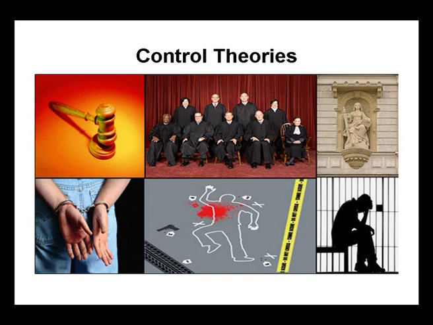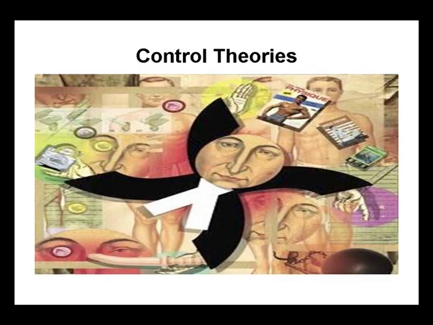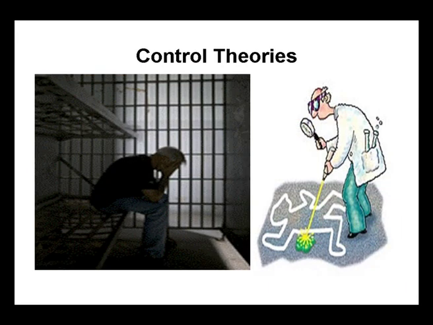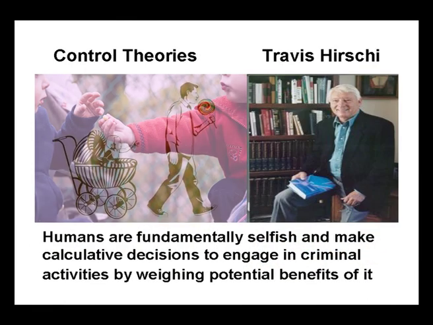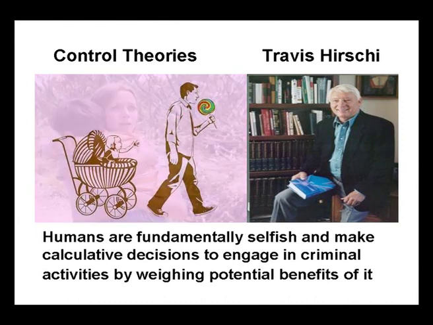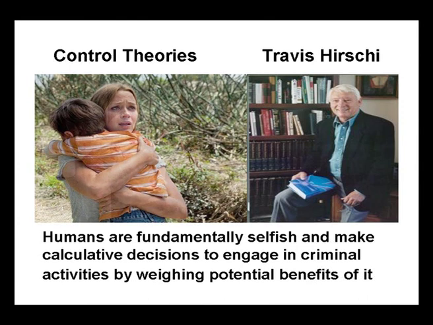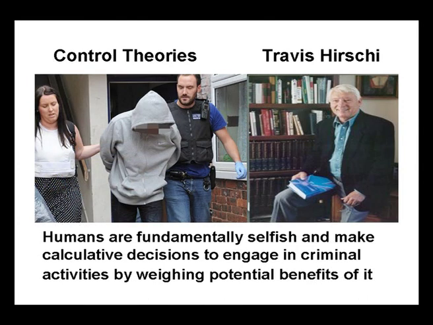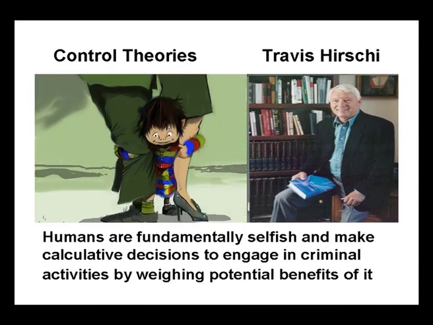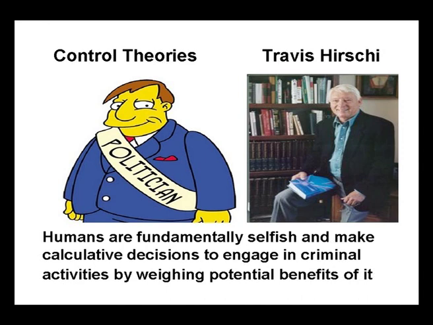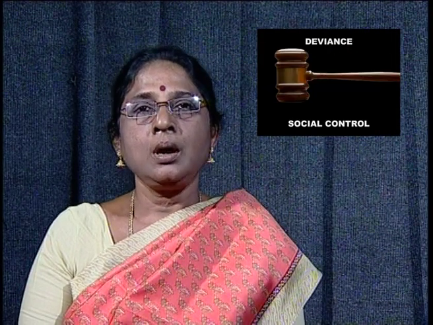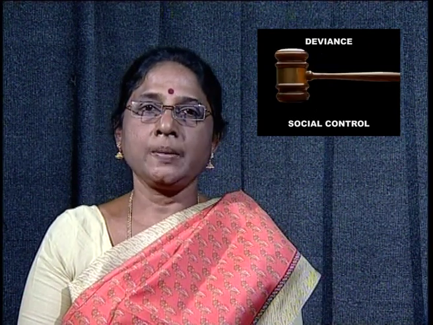The next one is control theories. Control theory points out that crime occurs as a result of an imbalance between the impulses towards criminal activities and the social or physical controls that deter it. Travis Hirschi argues humans are fundamentally selfish and make calculative decisions to engage in criminal activities by weighing potential benefits of it. These are some of the theories that are given in sociological studies.